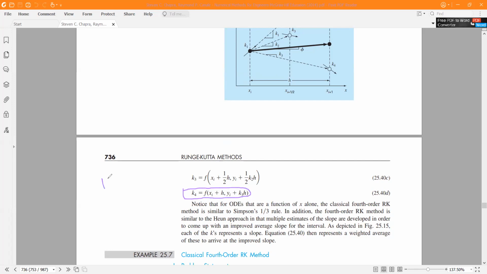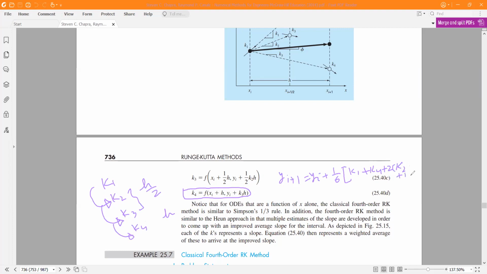So we are starting with K1 initial, then K2, then K3, then K4. So your K1 will be involved in K2, K2 will be involved in K3. In all these cases, your step size is h by 2, but here your step size is full. Then the algorithm is very simple: yi plus 1 would be equal to yi plus 1 divided by 6 into K1 plus K4 plus 2 into K2 plus K3. In this way, we can proceed with calculating.